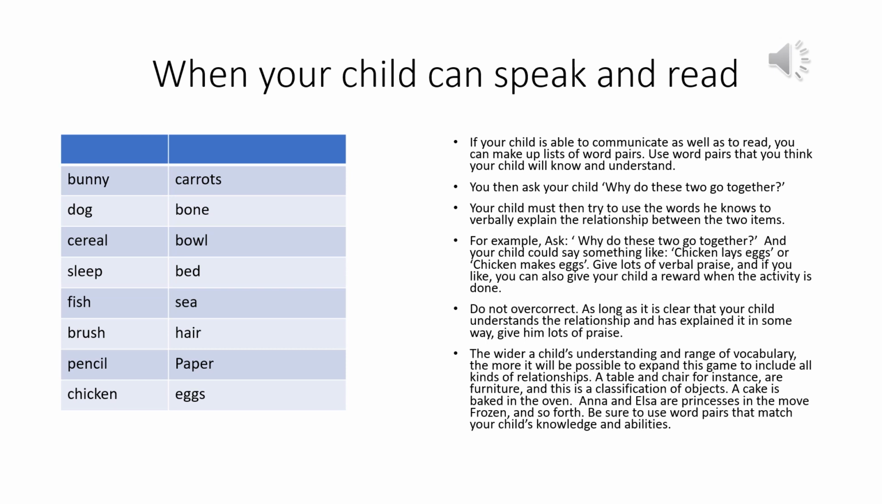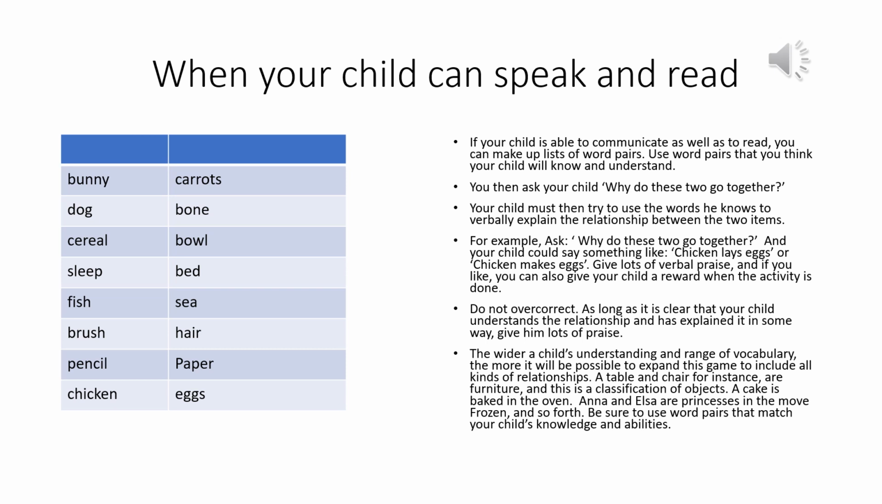So this activity, in the situation where your child can read and is literate, has a much wider range. The wider a child's understanding and range of vocabulary, the more it will be possible to expand the game to include all types of relationships. A table and chair, for instance, are both furniture, so he would have to explain, if he's able, that the connection between a table and a chair is that they are both furniture. And this is a classification of an object. A cake in an oven, he could say a cake is baked in an oven.